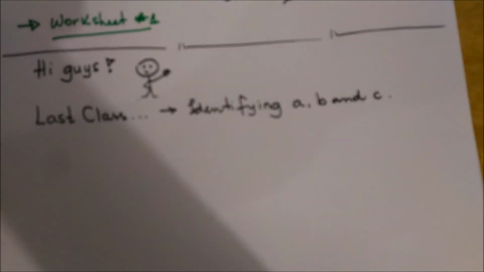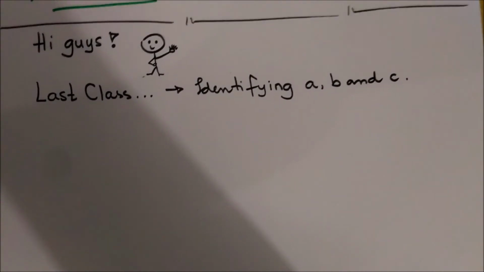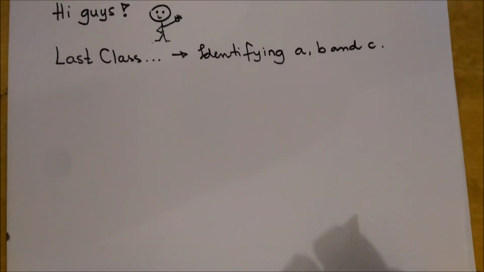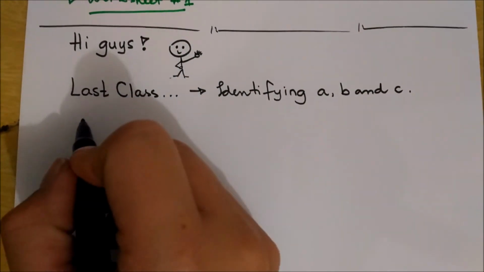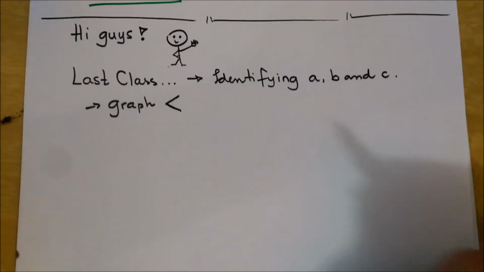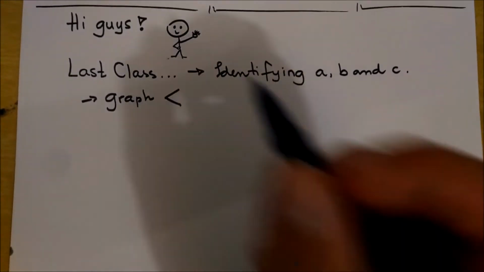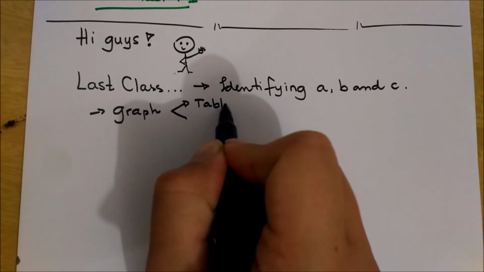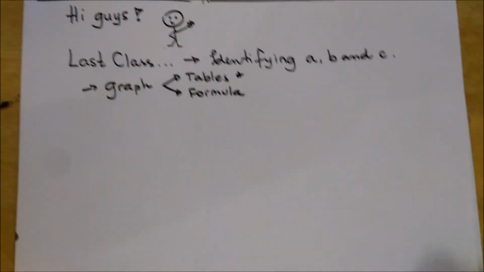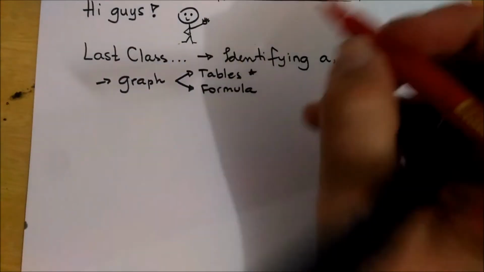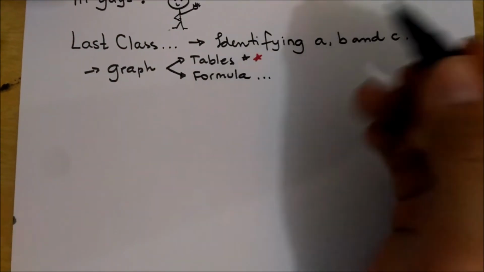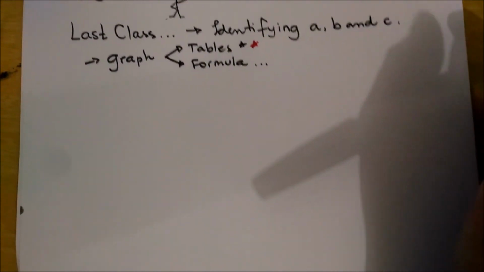So last class we stopped at identifying A, B, and C in the functions that I gave you. This time we're gonna learn how to graph an equation, okay? We're gonna have two ways of graphing the quadratic function: through tables and through the formula. We're gonna start with tables, so today's class is about the tables and the formula comes next. For now, don't worry about the formula, since that's for the next chapters.